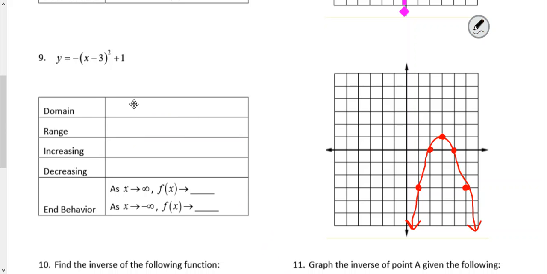Domain is asking left and right, so this graph will keep going to the left, so negative infinity, and it will keep going to the right, positive infinity. Range, up and down, this graph will be going down forever, so negative infinity, comma, the highest it will go is at a y value of 1.